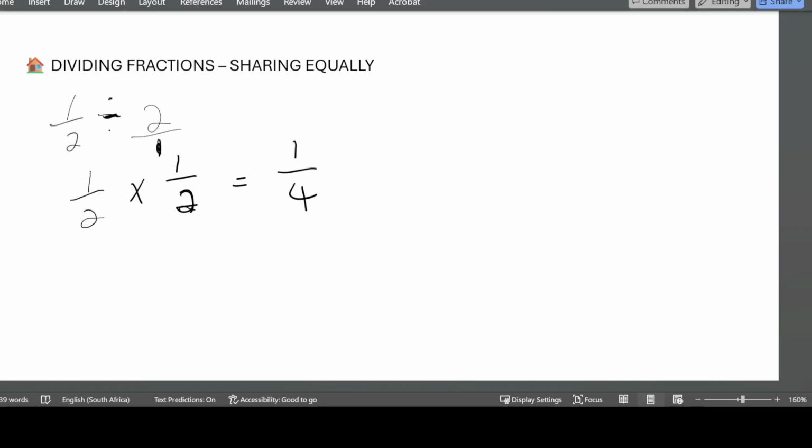In conclusion, as you can see, we add fractions to find the total, we subtract fractions to find what is left, we multiply fractions to find a part of a part, and we divide fractions to share equally. This shows us that fractions are not just numbers in a textbook. They help us solve real problems in everyday life.